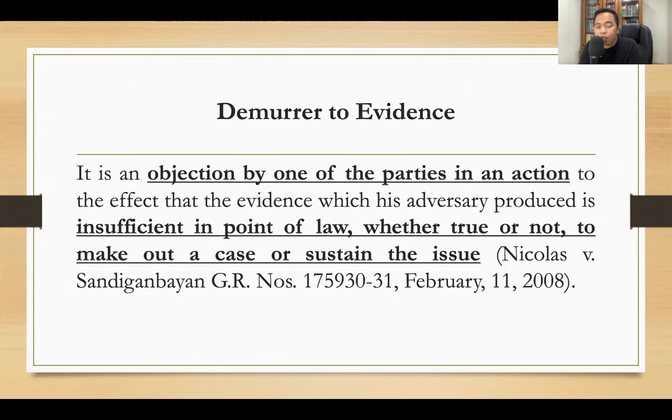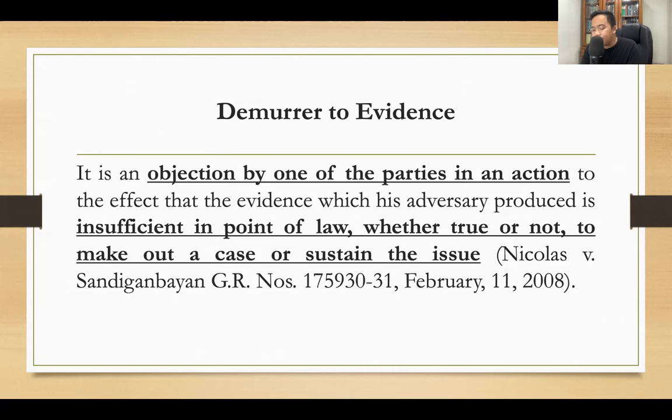Now, let us talk about demurrer to evidence. What is a demurrer to evidence? We have compared this concept to a motion to quash. We said before that a motion to quash is in the nature of a motion to dismiss because the information filed in court is not valid.